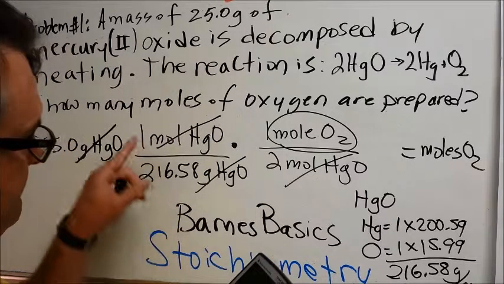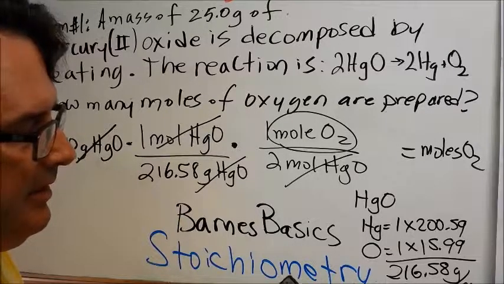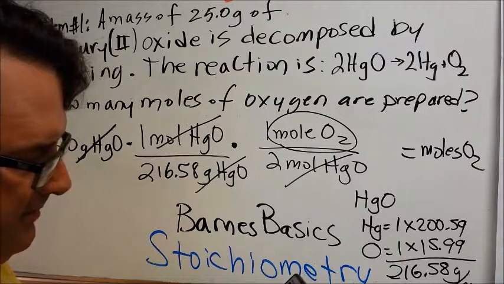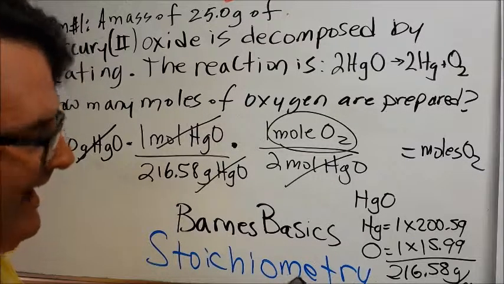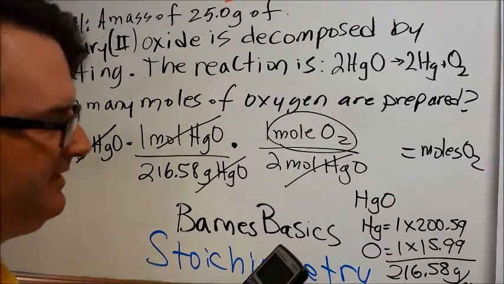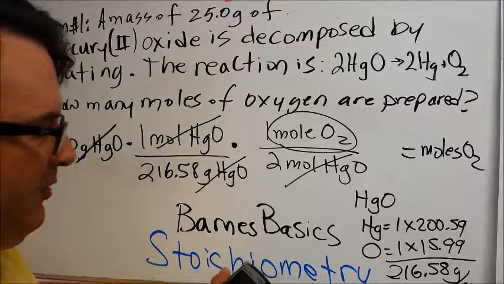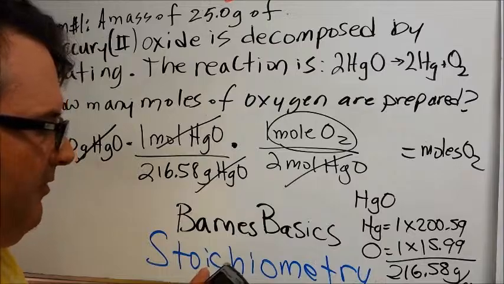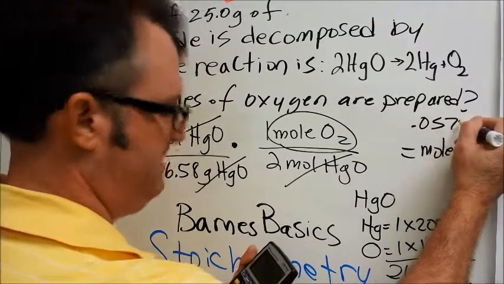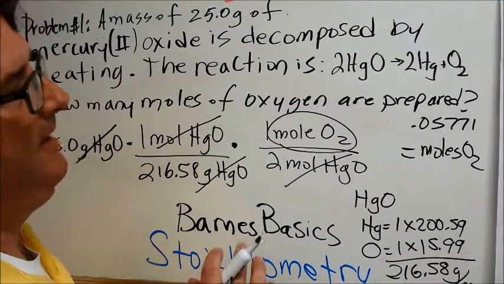25.0 multiplied by 1, hit enter. You should get 25. Divided by 216.58. Enter. I got 0.1154. That's perfect because that's what I got in the previous video. And then divide by 2 and hit enter. And we get something like 0.0577 moles of oxygen.